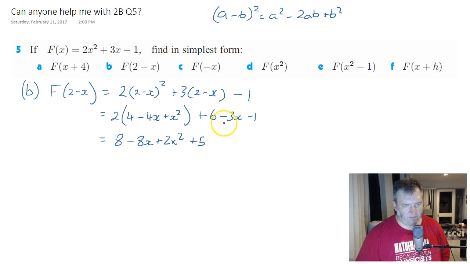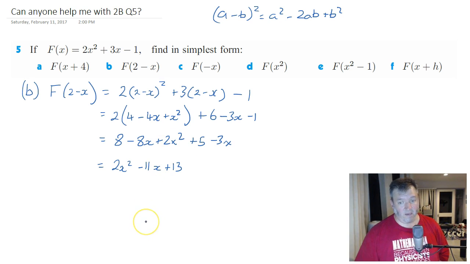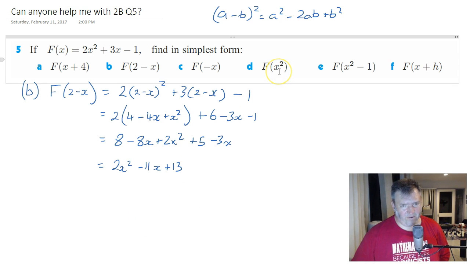5, we can do a little bit of simplifying there, minus 3x, and now we just write the terms. Start with your squared term first, it's always nicest, 2x squared, the x terms here, I've got negative 8x, there's negative 3, negative 8 minus another 3 is negative 11x, and 8 and 5 is 13. And there you go, you're done. Not terrible, I hope.